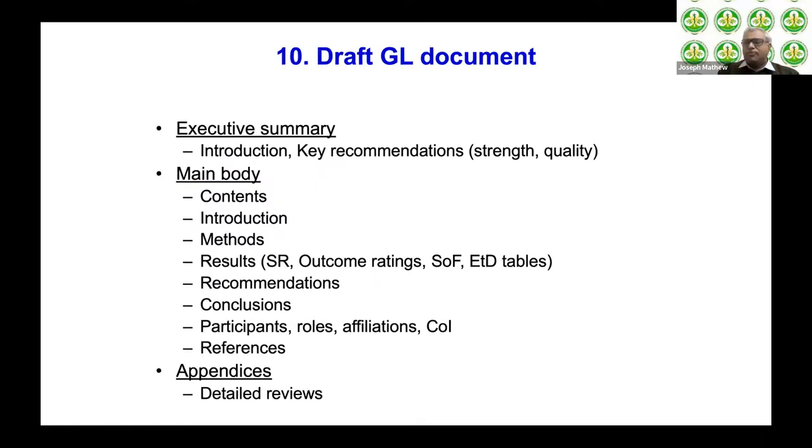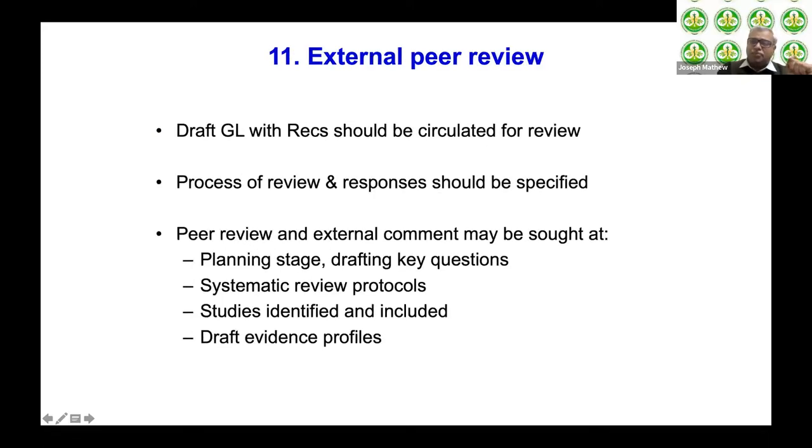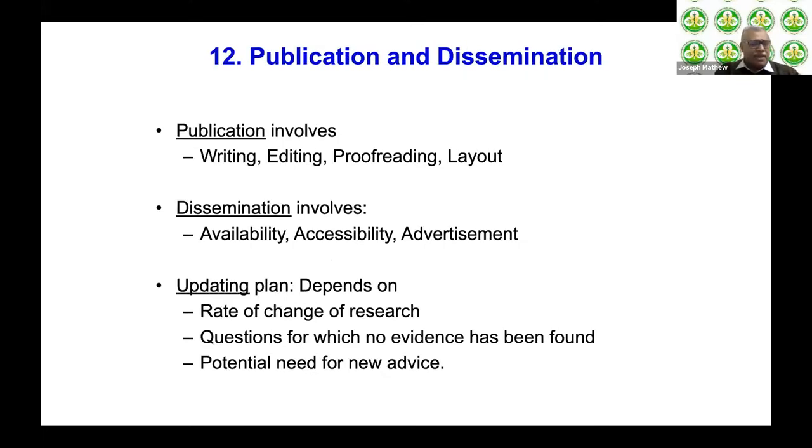The next step is, of course, to draft a document. I think we're all experts in pretty much how any document would be drafted. There is an executive summary, a main body, and appendices which have got all the details. All good guidelines go for an external peer review, because the guideline development group and the steering group are standing so close to the whole process that they might miss something. So it's always good to have an independent peer review, and WHO and others take a lot of effort to do these peer review processes. And then, of course, once it's been peer reviewed, we make a publication and dissemination plan.